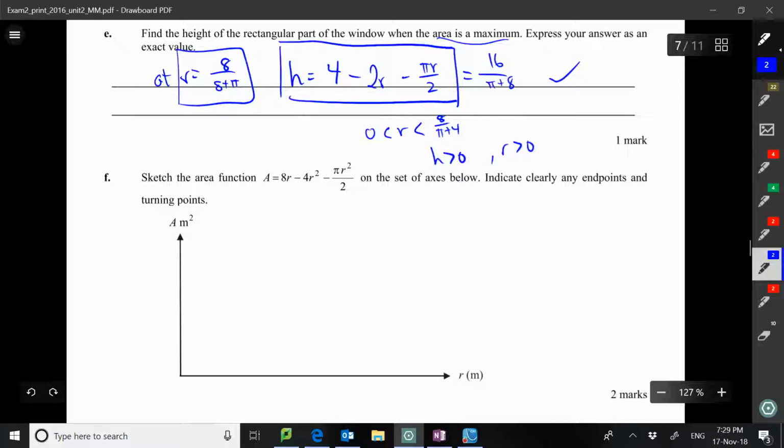Okay. Now that I've got the restriction, this is going to be tricky because your domain initially for A, we haven't actually worked out the domain, but whatever the domain is, we have to remember that restriction is 8 over pi plus 4. That's for radius to work with the height, and we need now radius to work with the area.